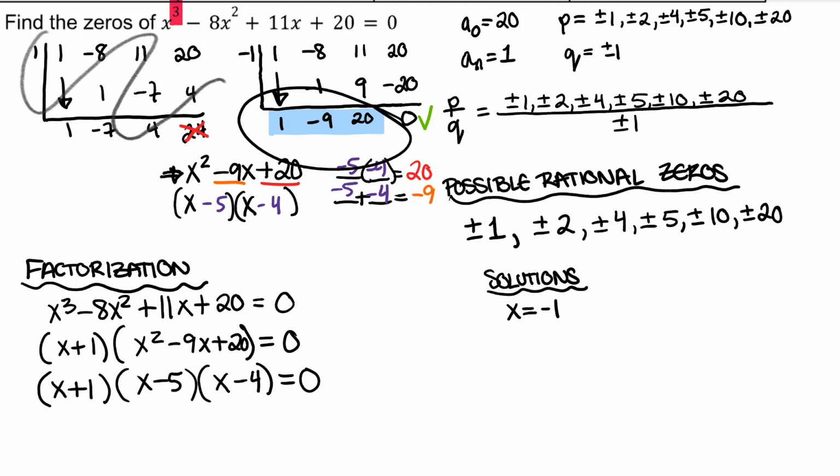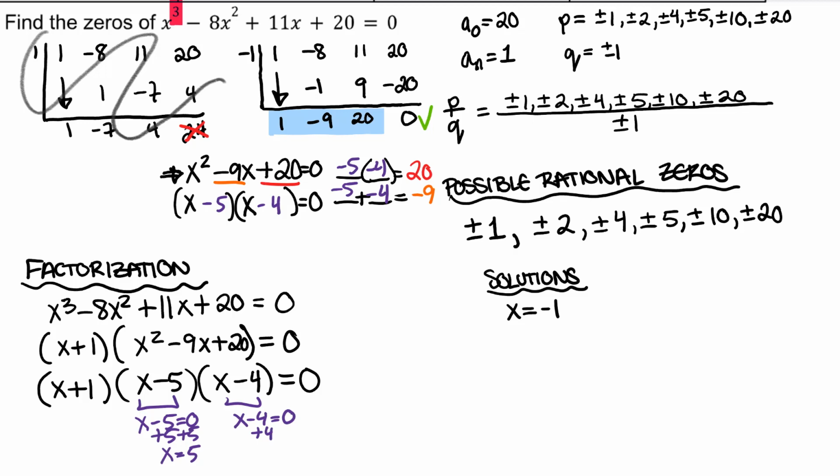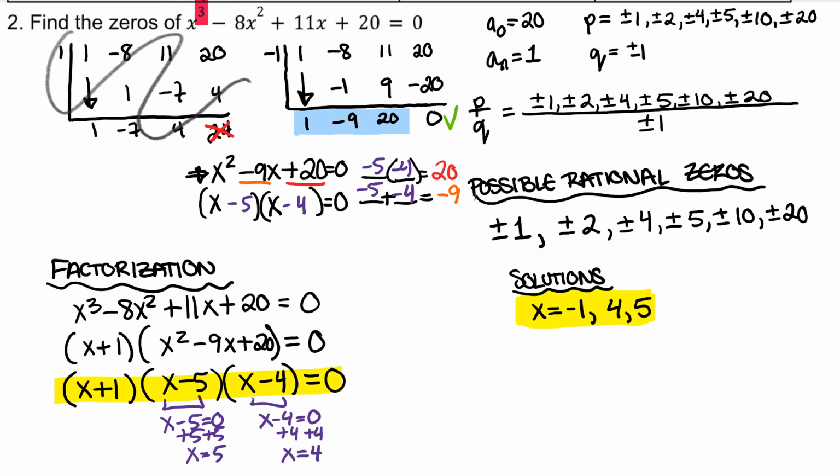Remember, this remaining polynomial is still equal to 0, so you can still use the zero product property to find the remaining solutions. Your other solutions are 4 and 5. Your full factorization is the product of x plus 1, x minus 5, and x minus 4 equal to 0.